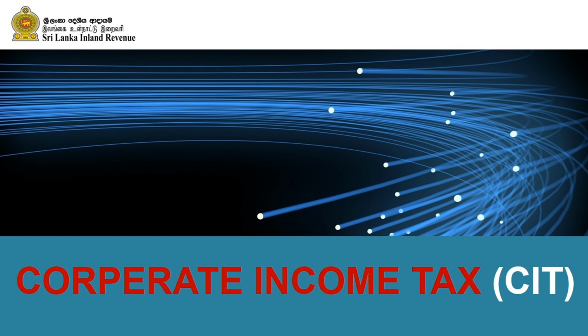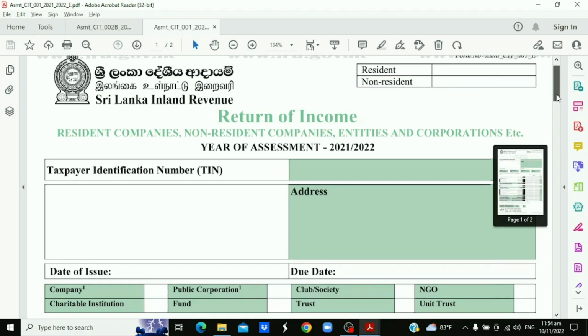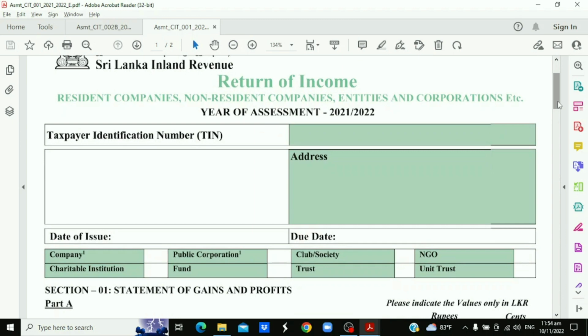We are supposed to discuss the return of income for the year of assessment 21-22 for the corporate sector, right? It may include various types of entities. Especially for companies, there is a special situation with effect from 2022: they have to submit their return on 100% e-service. All of you have experience from the previous year regarding that, but for all other entities, you can select whether you are submitting the e-service or manual return, right?